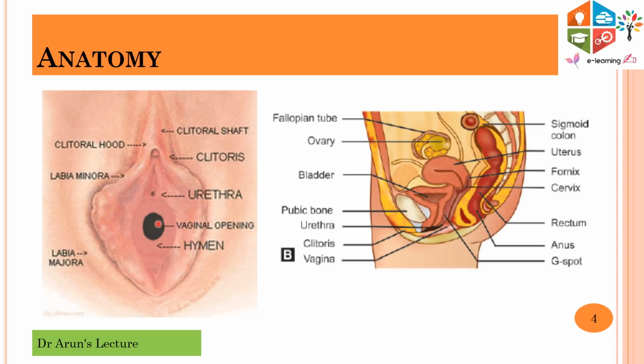The hymen is another structure, a double-folded mucous membrane about 1 millimeter thick. There are different shapes of hymen and different appearances, and intactness of the hymen is one of the important signs of virginity. And this is the lateral view, where the uterus is present, the bladder is present, followed by the other structures.